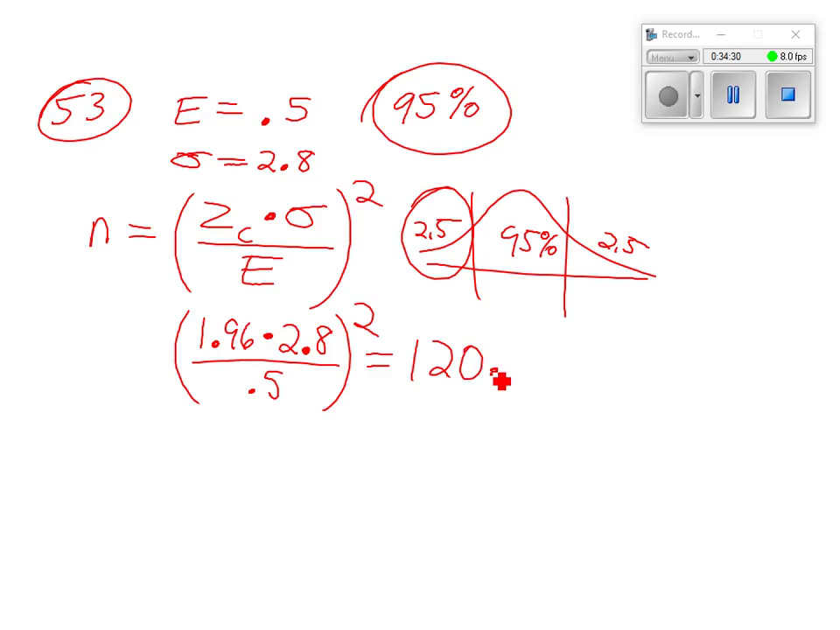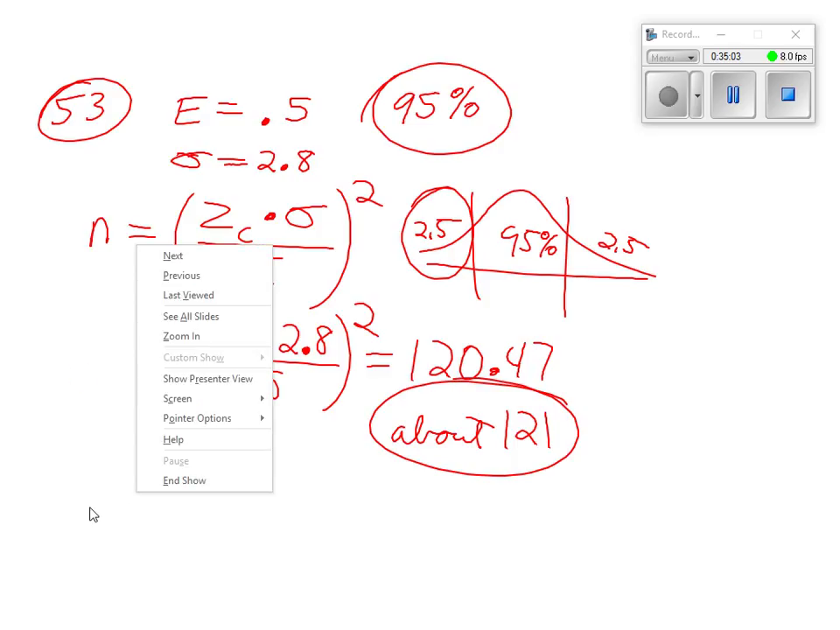120.47. We're looking for n, the number we need in our sample, so what are we going to do to that number? How many people do we need to sample? How many samples do we need to take? 121. We always round it up. So we need to take, I guess it was cheese this time, about 121 samples of the cheese to get a good estimate. There's a B in there.